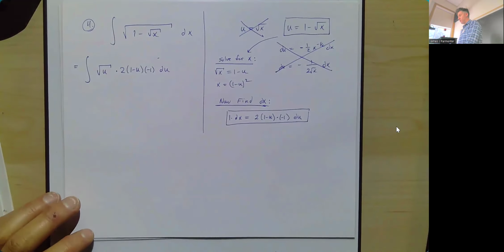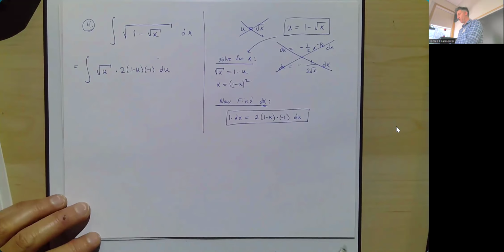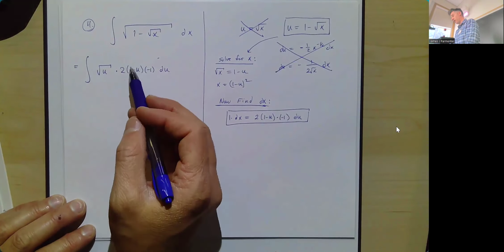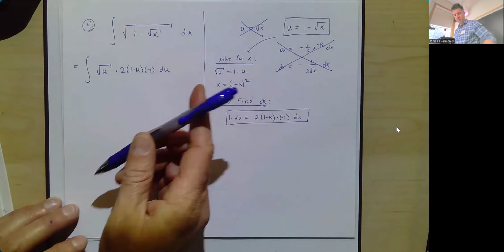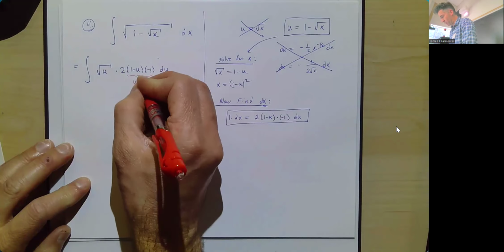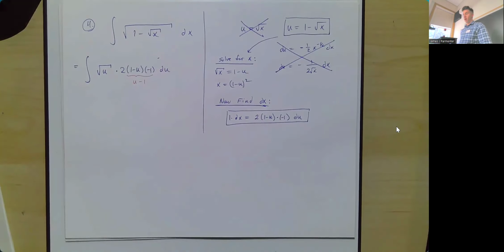Something you might see people do often is, if you have two things subtracted, multiplied by -1, sometimes people will quickly just rewrite that as the opposite order subtraction. 1 minus u times -1 is -1 plus u, which is u minus 1. It's a pretty standard technique. People just do that all the time.